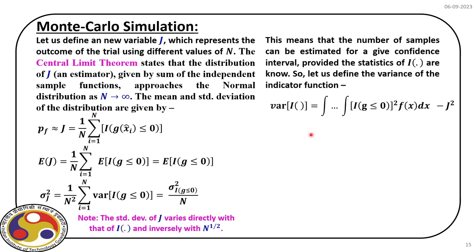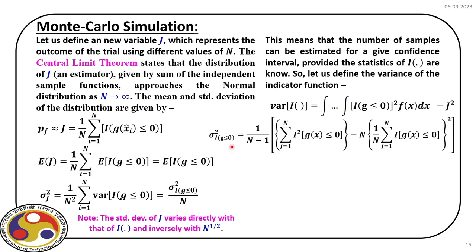The variance of this indicator function you can see on your screen. So this is the variance. Now obviously we have these multiple integrals in the continuous form. If we write that in a discrete form, you can see this is the estimate using the discrete form, and 1 by N minus 1, now you can easily appreciate, comes from the unbiased estimation for sigma I. And this part obviously is the mean of J.